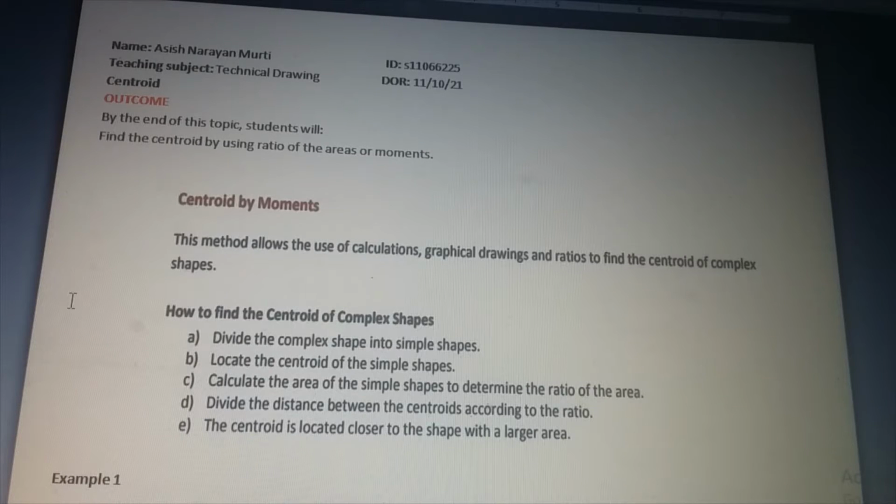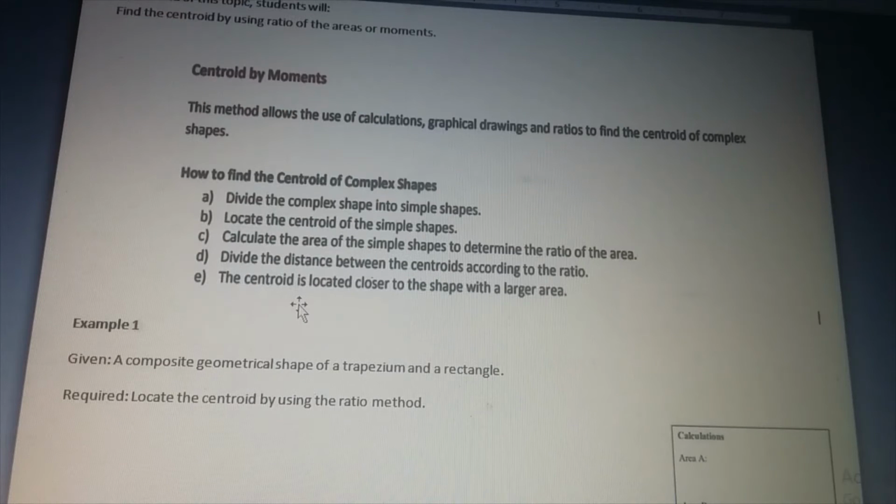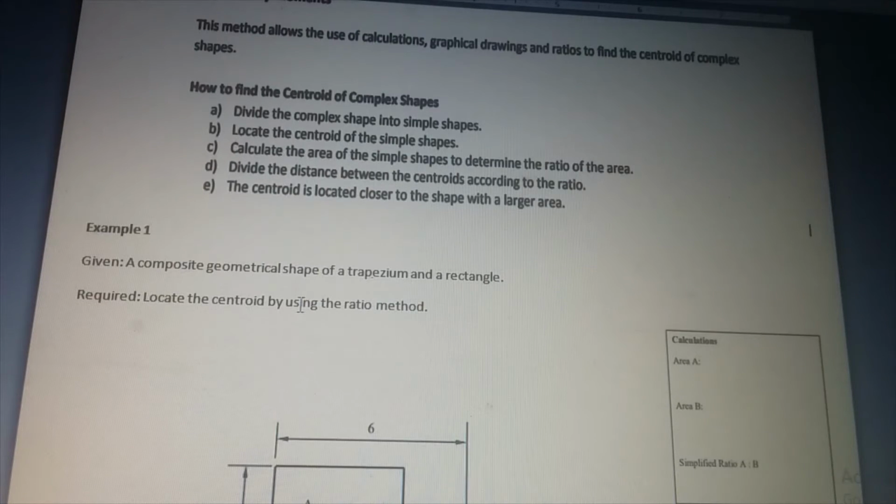Okay, I have one example. I'll discuss how to find the ratio of areas using one example. Before that, centroid by moment. This method allows the use of calculation, graphical drawings and ratios to find the centroid of complex shapes. To find the centroid of a complex shape, there are a few steps.